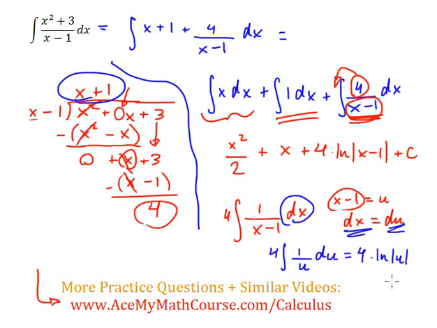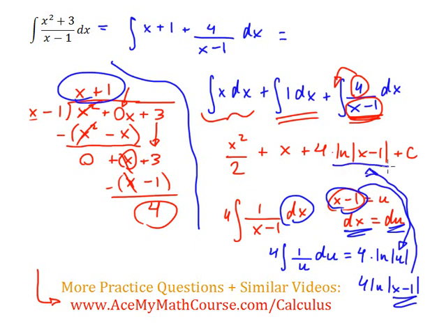Okay? Now, then of course I can take that and replace it. So I get 4 times ln of x minus u, sorry, x minus 1. And keep making mistakes today. And that's what we had over here. So that is the final answer.